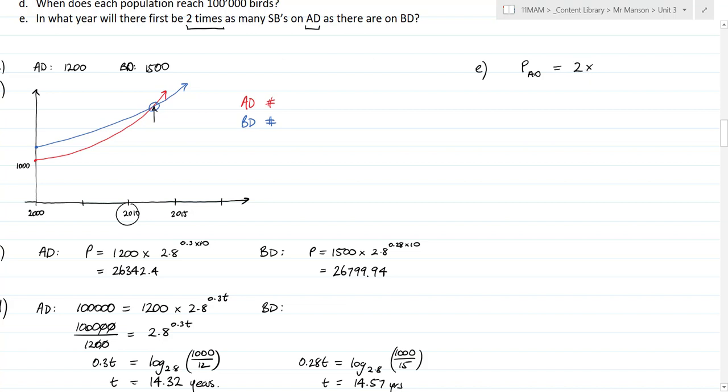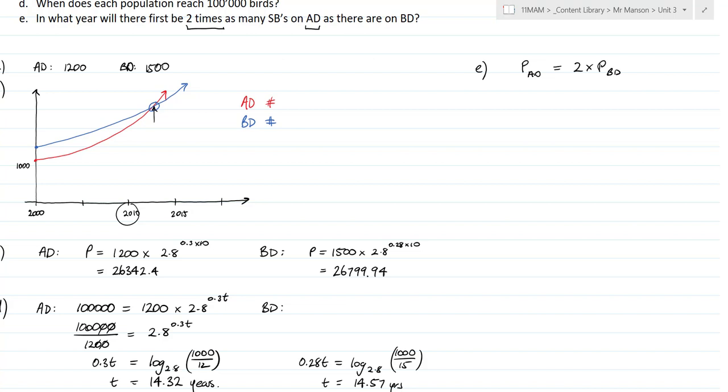Is everybody happy with that first setup there? Just be careful the way you read it, because the question says, and I almost got it right, what year will there be first be 2 times as many squawker birds on AD as there are on BD? So we want the population of AD to be 2 times as many as BD. So you've got to get that 2 in the right spot. Once you've got that, then we can put our functions in.